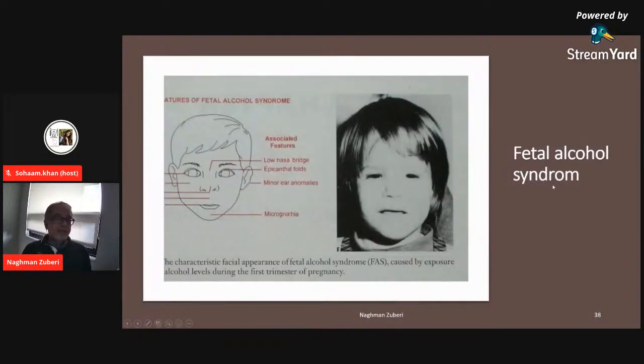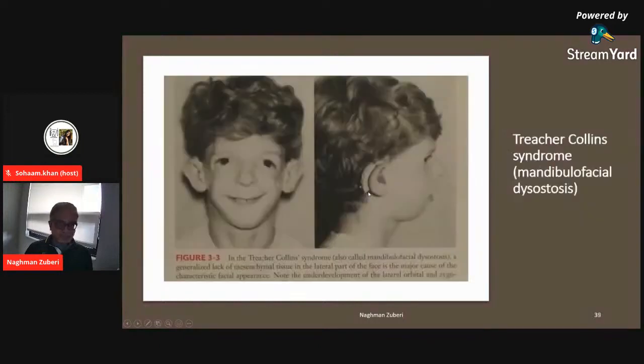Fetal alcohol syndrome, as I have, sorry for the spelling, a letter is missing, I don't know why. So fetal alcohol syndrome, this is the correct spelling. What would be the clinical features? Low nasal bridge, then epicanthal folds, and minor ear abnormalities may be there, micrognathia, and upper lip will be very short and flat, and philtrum will be missing. These are the clinical features of fetal alcohol syndrome.